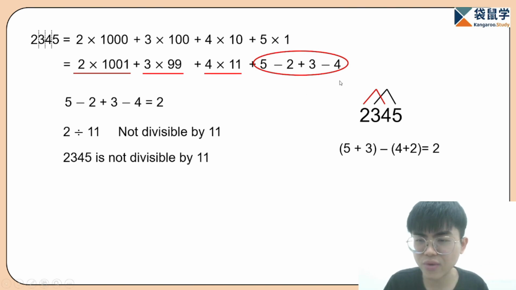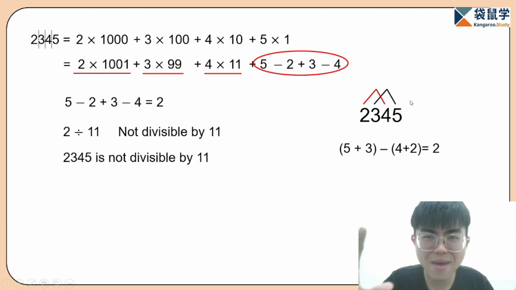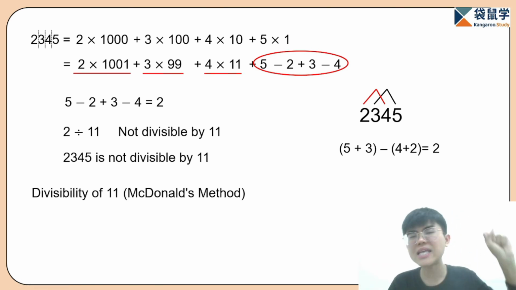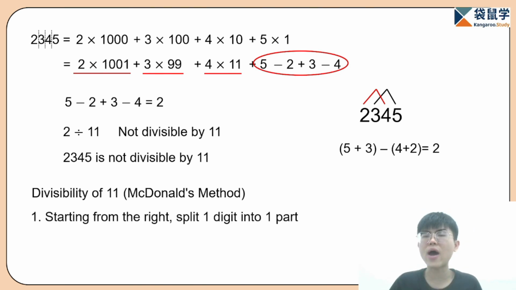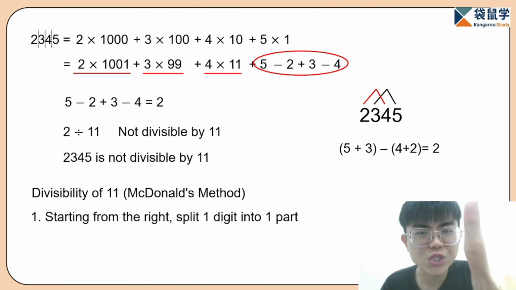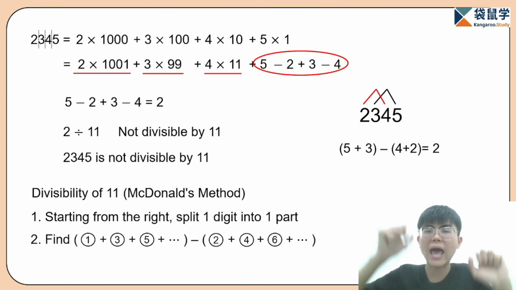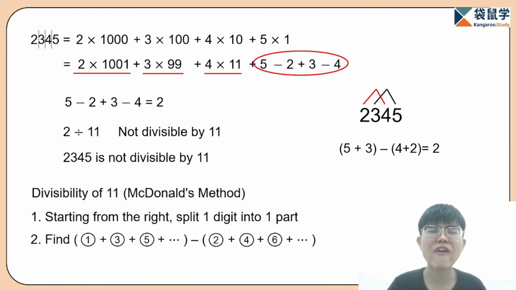So this method right here, you can see that this part, what does it look like? It looks like an M, right? So we call this the McDonald method. And now our first step is that we have to start from the right and then we split one digit into one part. And then we just have to find the difference between the odd and even part. This is how we find the divisibility of 11. Now, let's go back to our question.